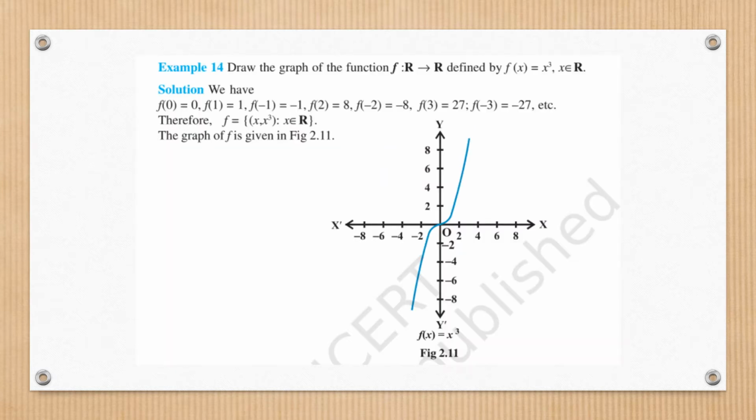Example 14: draw the graph of the function f mapping from R to R defined by f(x) equal to x cube, x belongs to R. So let us frame a few values. f(0) is 0, f(1) is 1, f(minus 1) is minus 1, f(2) is 8, f(minus 2) is minus 8, f(3) is 27, f(minus 3) is minus 27.